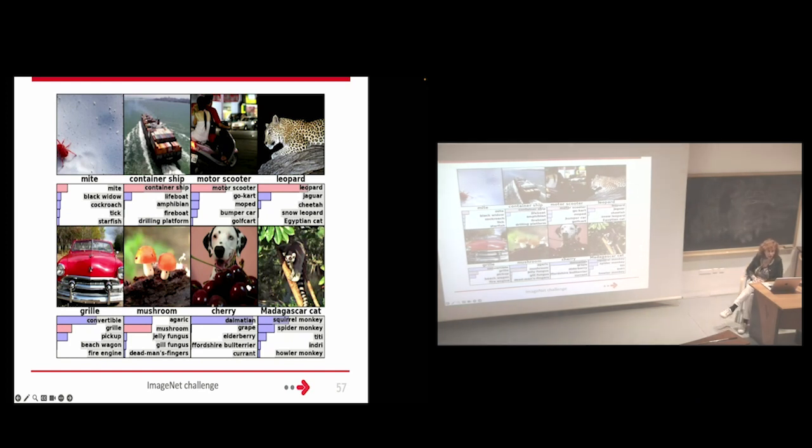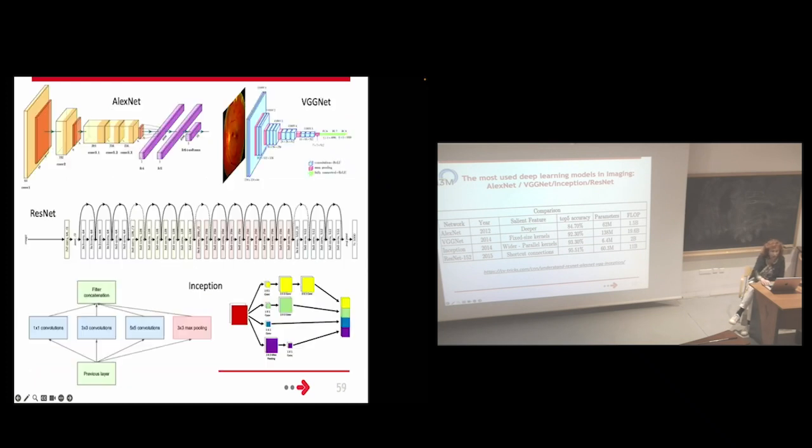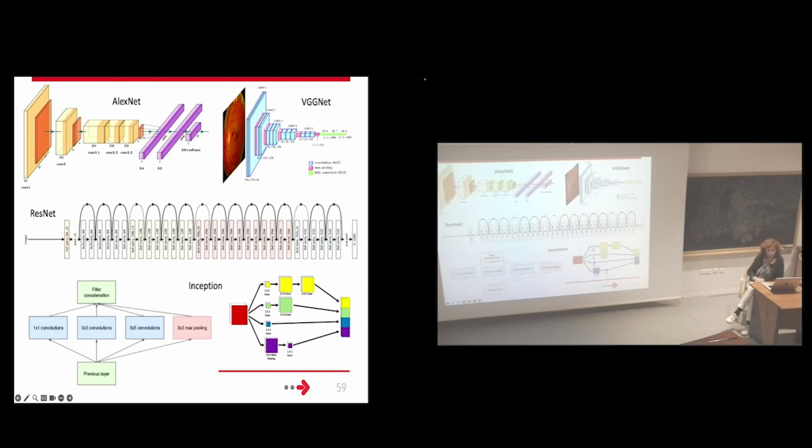Here you have different images from the ImageNet challenge, and the majority of neural networks are trained on these images, finally to have a comparison between different architectures. For example, here you have the results of the most used deep learning models on the ImageNet challenge: AlexNet, VGGNet, Inception, and ResNet. Here you have the accuracy and the comparison with the number of parameters, so the size of the networks. I won't detail each architecture, but here you have the different possibilities for the main used networks.